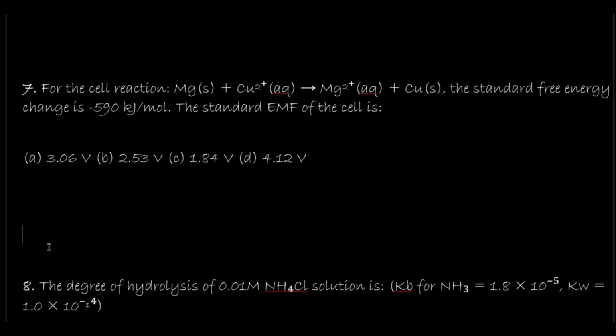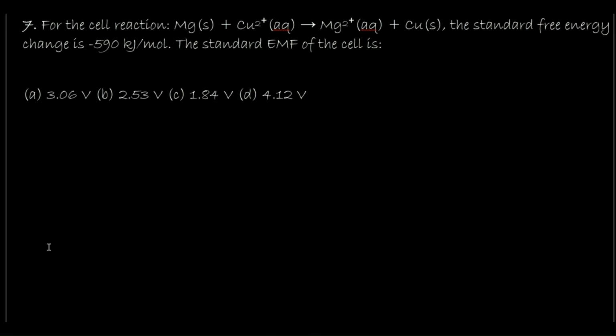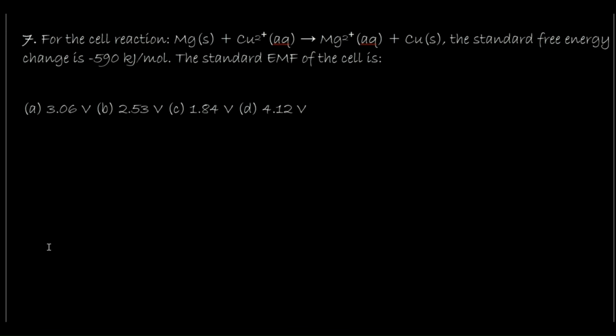For the cell reaction of magnesium plus copper 2 plus gives magnesium 2 plus plus copper, the standard free energy change is minus 590 kilojoule per mole. The standard EMF of the cell they are asking. Okay.